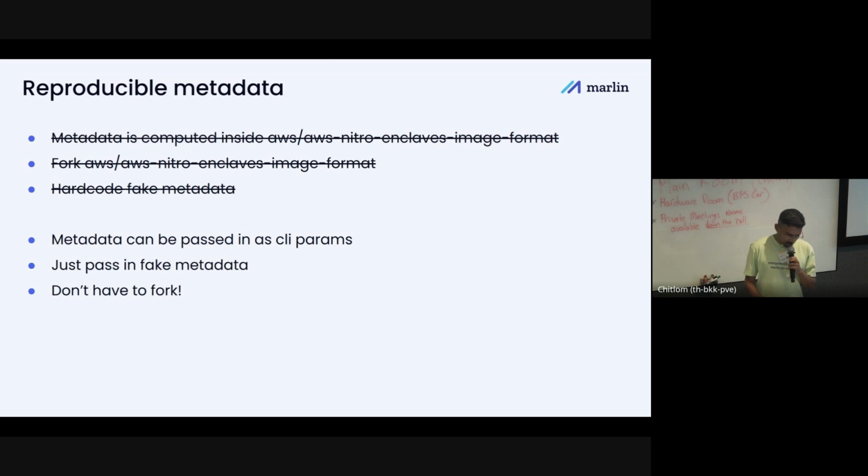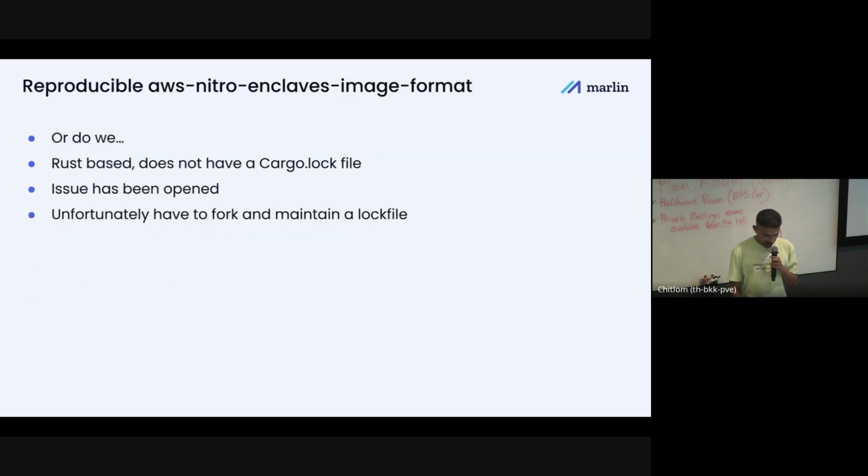So that's good because we don't really have to fork anything, except we kind of do. Image format is a Rust-based repo, and somehow AWS didn't push a Cargo lock file, which means none of the dependencies of the repo are pinned. An issue has been opened, and hopefully they'll fix it soon. But the state today is that you are unfortunately going to have to fork it and maintain a lock file yourself.